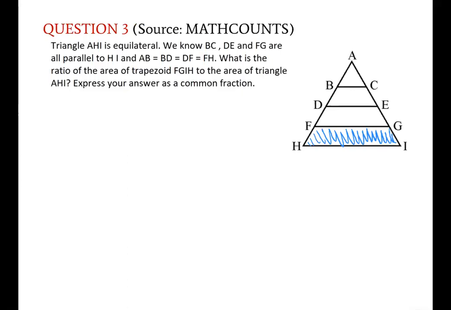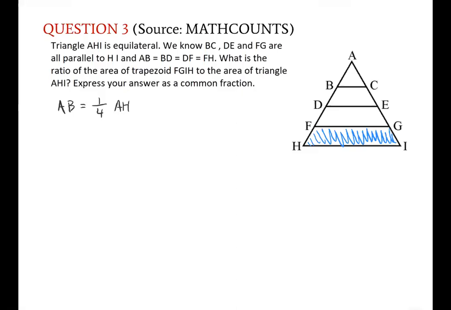So question 3, what is the ratio of the area of the trapezoid? First, we want to find the area of the trapezoid. And we know that AB, BD, DF, and FH are all equal. And basically, that just means that AB is 1/4 of AH.